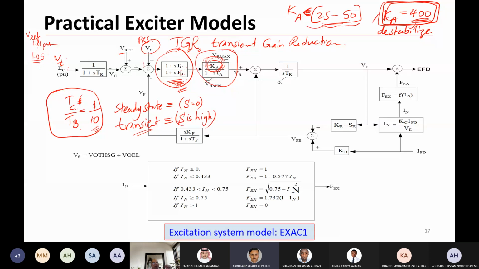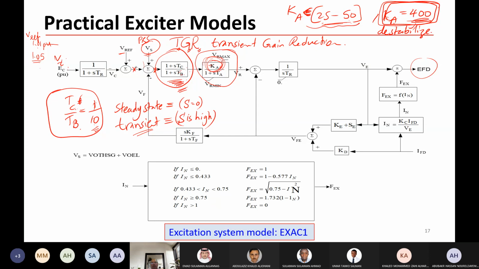So if you apply this, or even the other way around, if you keep the V reference constant, but due to overloading or so, the voltage will be lower, and then you need to increase the excitation to have more voltage or induce the voltage in the generator. So either way, you have an error here. Of course, this is if you have the stabilizer, but assume that there is no stabilizer here. So for this error, you need to minimize it. You need to reduce it to 0.